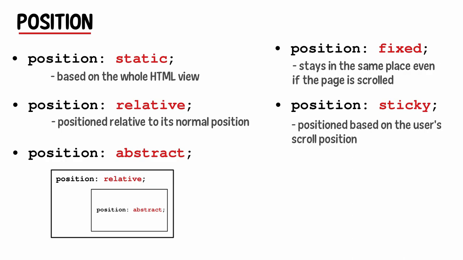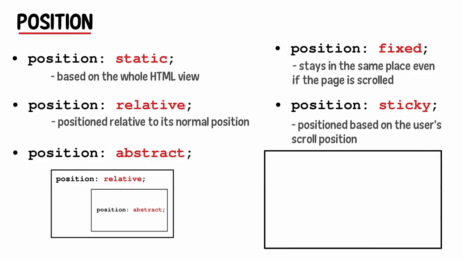To determine the position, we can use left, right, top, and bottom, which identify the position in relation to a specific context, for example. This gives us a position 5 pixels from the right border and 10 pixels from the top border.